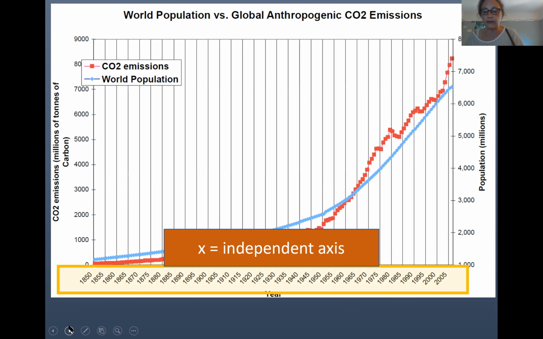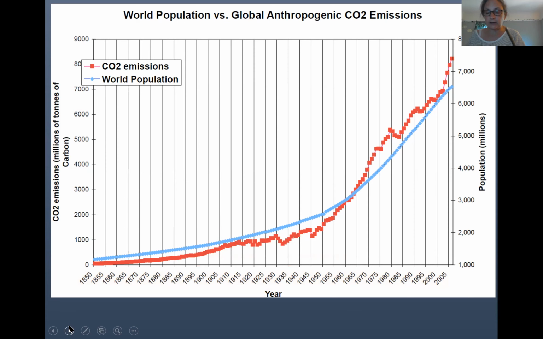Last week, we learned that the x-axis is the independent axis, and often the one that depicts factors that have an effect on something else. So here, of course, that is ridiculous. It's not just the passing of time that causes emissions or populations to grow. This graph shows how emissions and populations grow over time relative to one another. It's a different way of looking at the data.